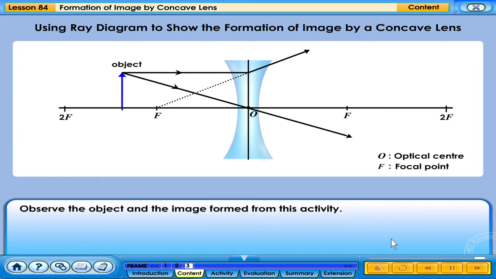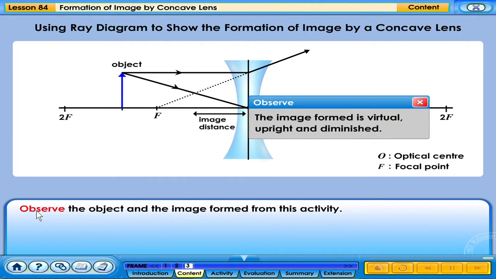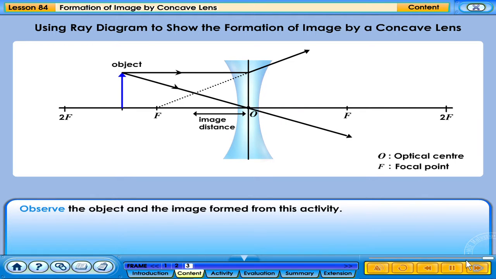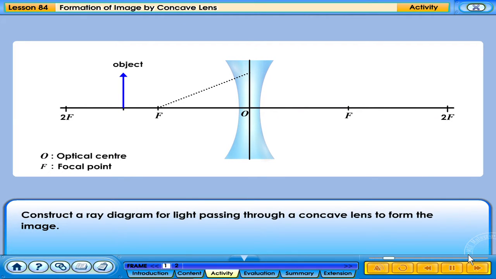Observe the object and the image formed from this activity. The image formed is virtual, upright, and diminished. Construct a ray diagram for light passing through a concave lens to form the image.